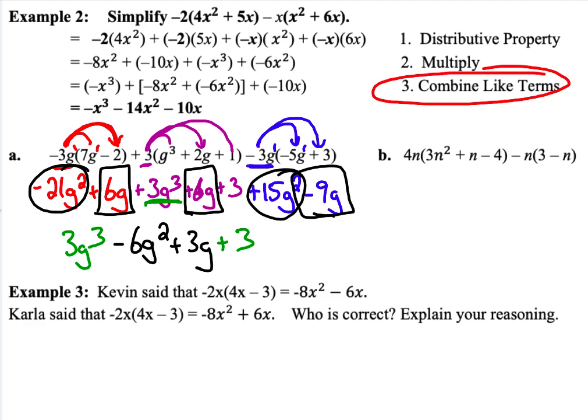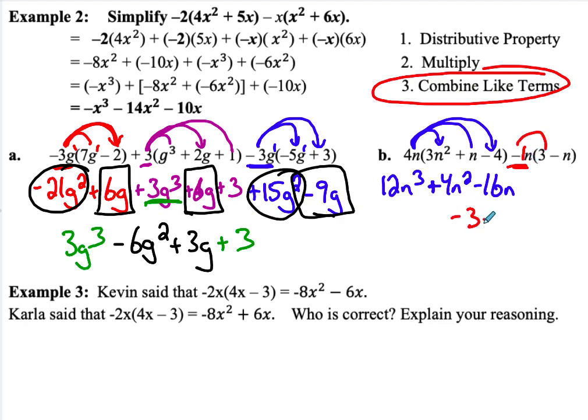All right, next one. 4n times 3n squared is 12n cubed. 4n times n is 4n squared. Remember, you're multiplying the numbers, you're adding the exponents. And then 4n times negative 4 is negative 16n. Here, I have negative 1n times 3 is negative 3n. And then negative 1n times negative 1n is positive n squared.